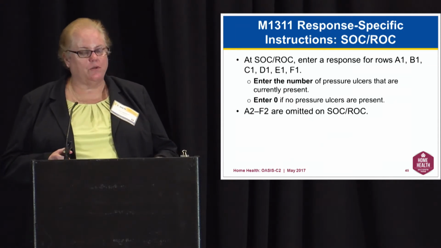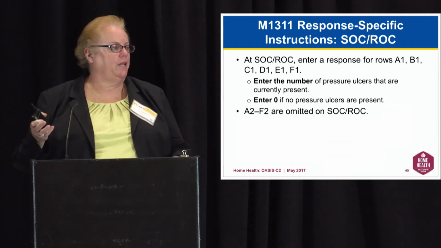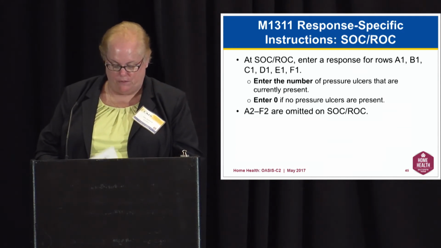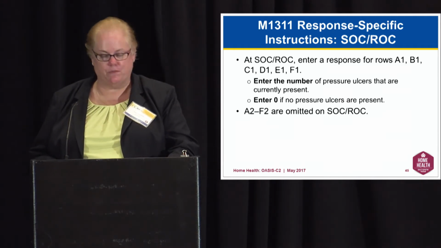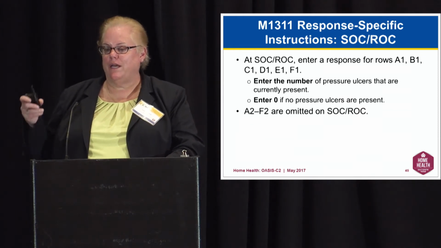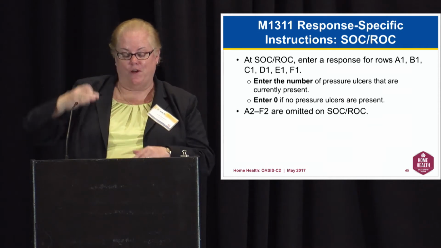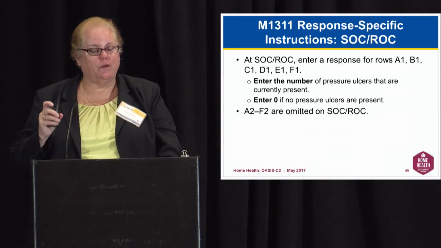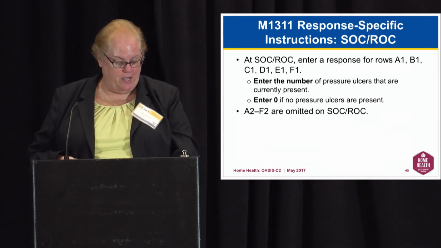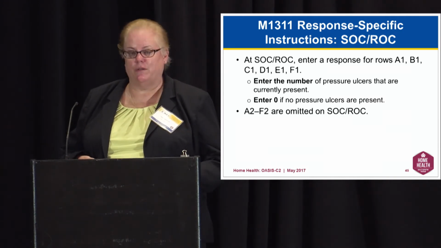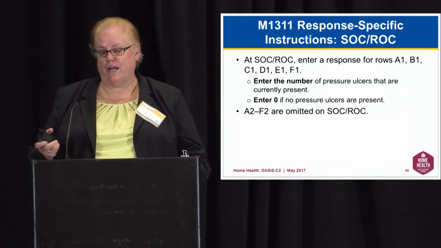So what you want to do is, if you had an OASIS sitting here, and it was too small for me to even show it up here again, but I think we have some screenshots. At the SOC or the ROC, you're going to enter responses in A1, B1, and if you looked at the form, it's A1, A2, B1, B2, C1, and you go all the way through. But when we're looking at M1311, we're just responding to A1, B1, C1, D1, E1, and F1. And we're going to enter the number of pressure ulcers that are currently present, and you can enter up to the number 9. So that actually was another question.